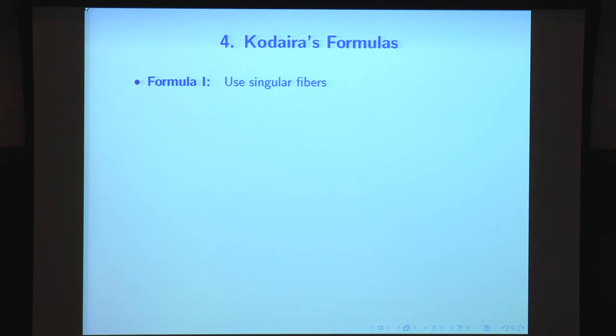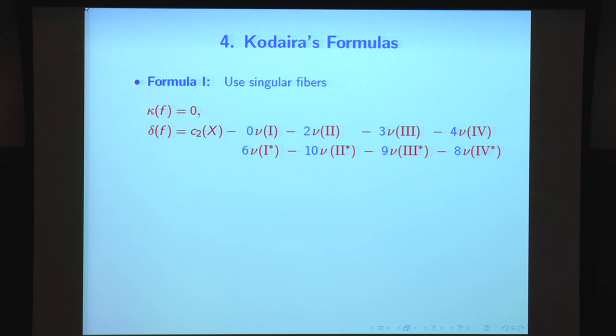From these singular fibers, Kodaira has some nice formulas. For example, the first formula is here. Kappa is always 0. And delta F, the second modular invariance, can be computed by this formula. Here, this means the number of singular fibers of type 2. So each singular fiber of type 2 has a contribution to this invariance. This number is easy to compute. It is a topological invariant, so it's not difficult to compute. The second formula is this, from the first kind of singular fibers. They can be computed by this.